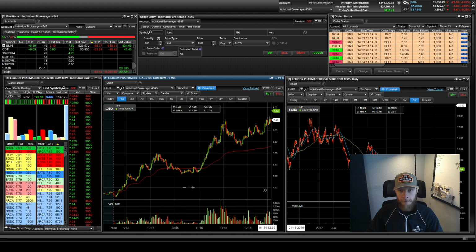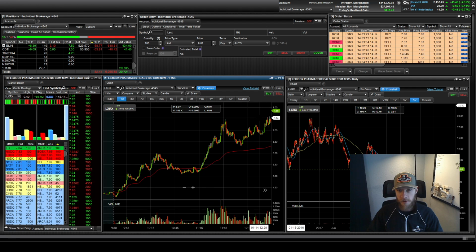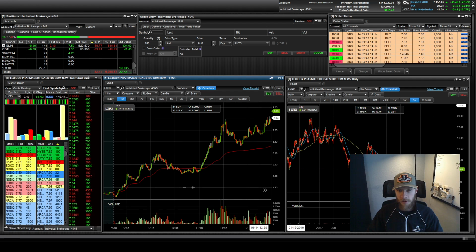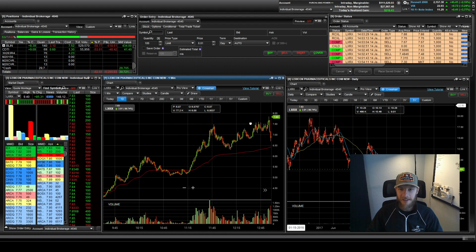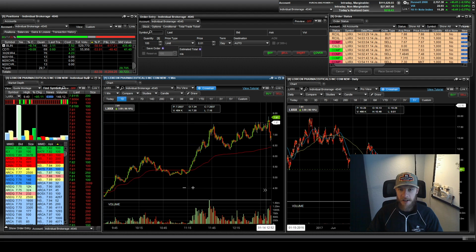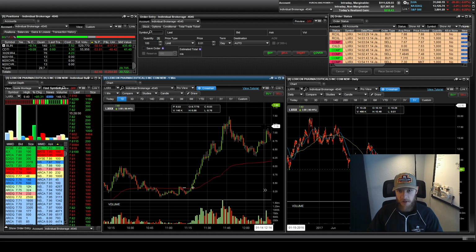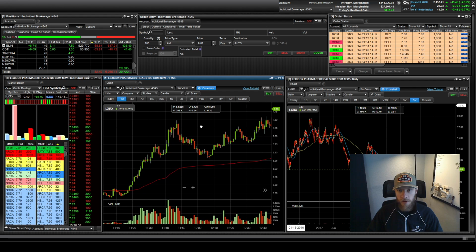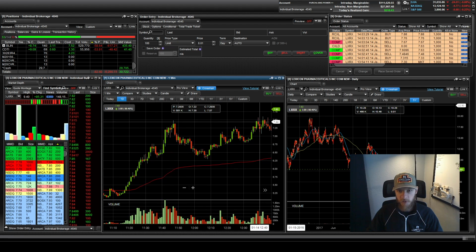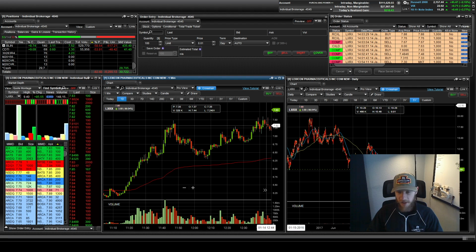Let's see. I saw it was hitting that 755 resistance, and I was thinking, this thing hit it three different times. Look at these three different candles. Goes one, two, three, right in here. And I was thinking, that's three times.